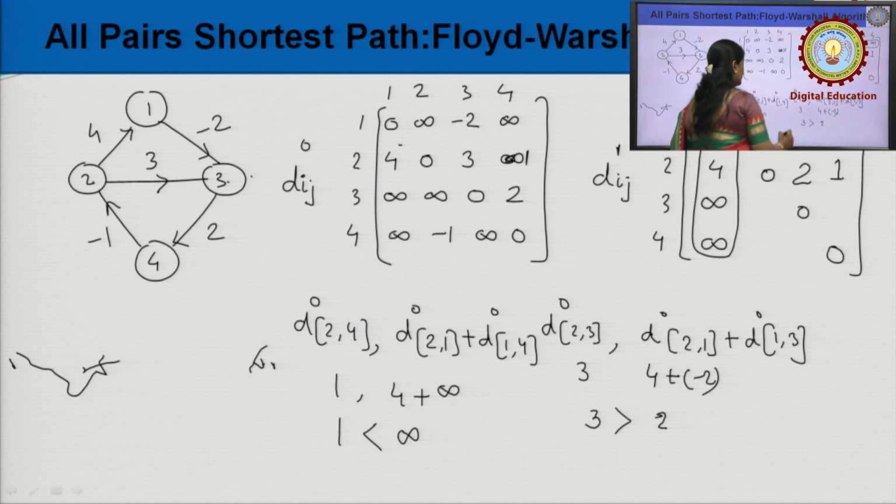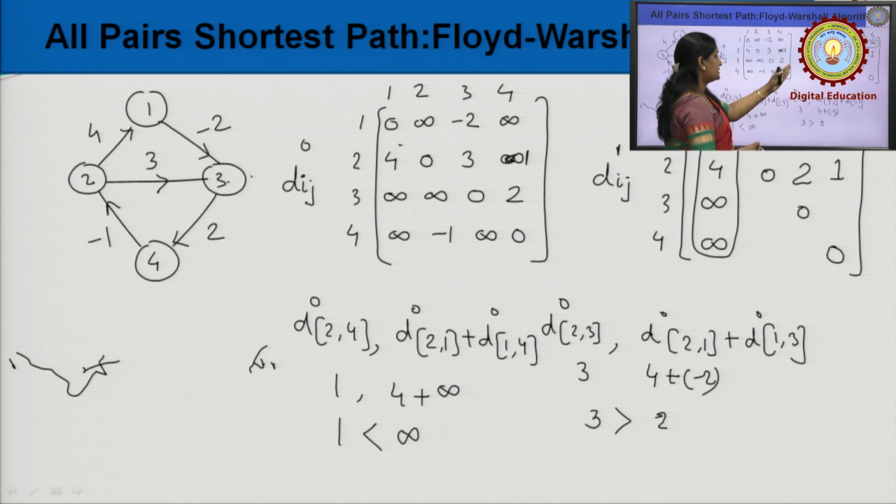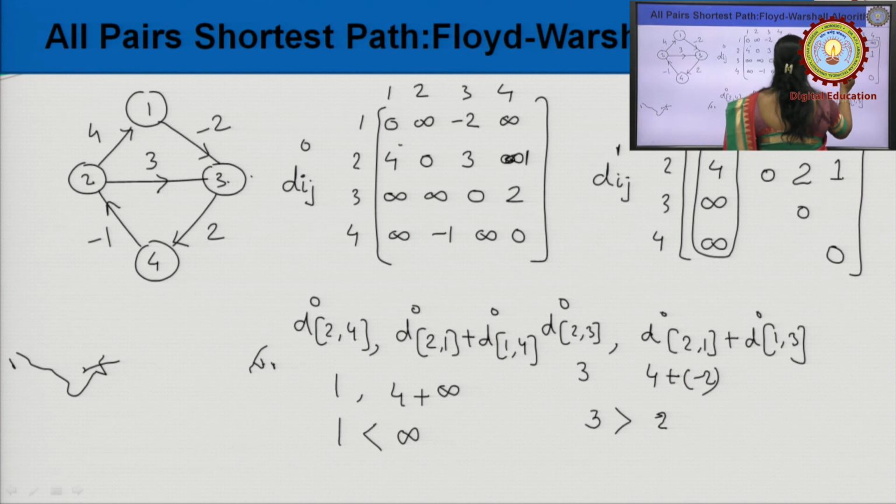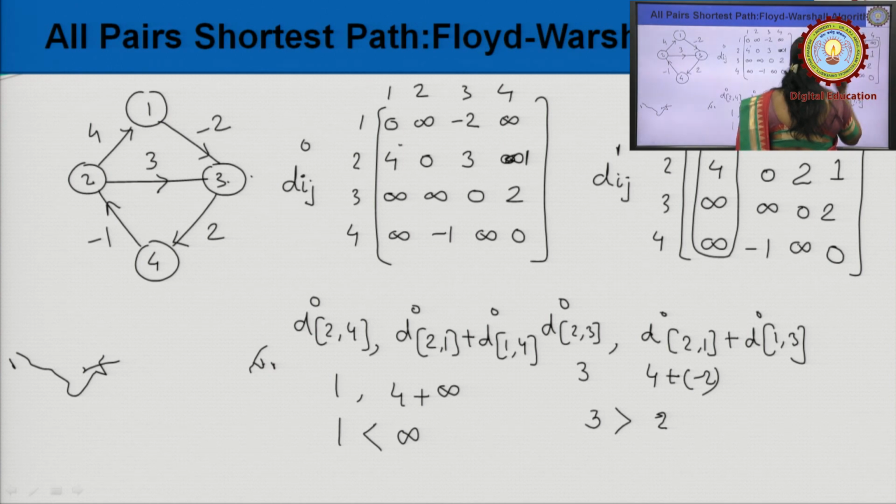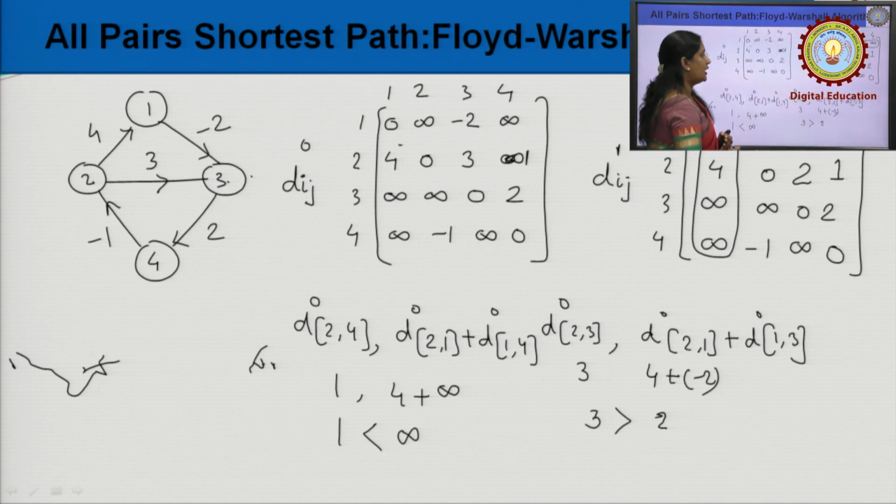Using this approach, we calculate all the values of the distance matrix via vertex 1. Now we calculate the distance matrix from vertex vi to vertex vj via vertex 2.